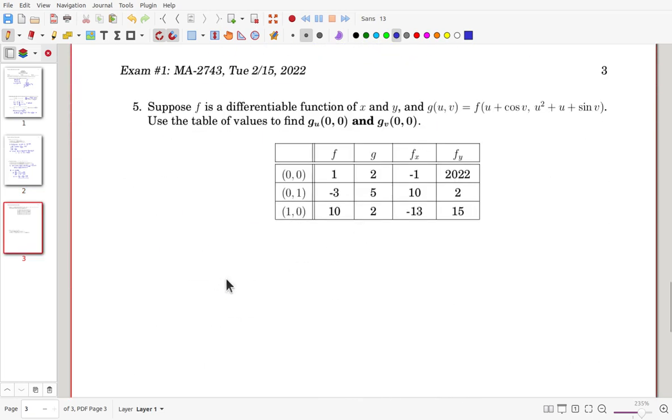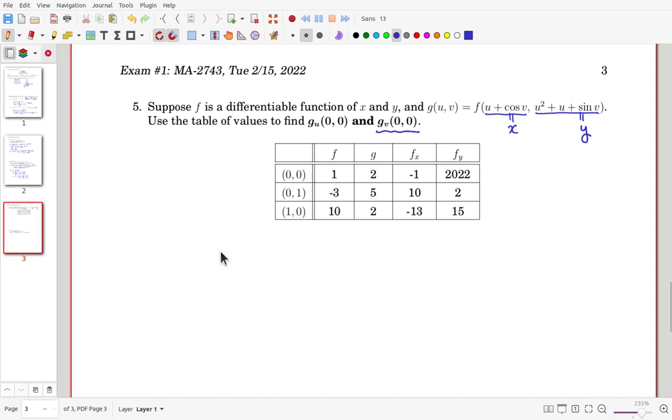Okay, number 5. Suppose f is a differentiable function of x and y, and g(u, v) is given in this way. Use the table of values to find g sub u(0, 0) and g sub v(0, 0). Let's try to do this one only, then the other one you can do quite easily. Now, f is a function of x and y, which means that this portion is x and this portion is y.